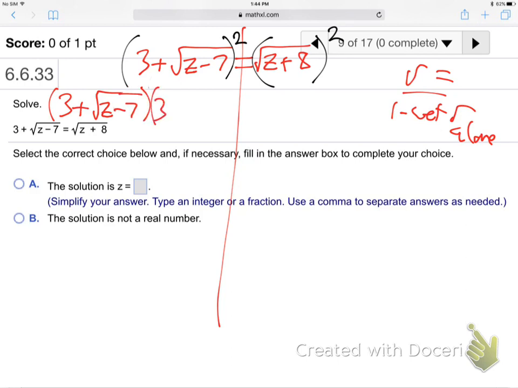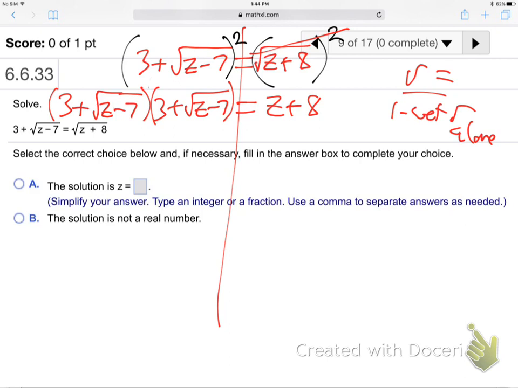Distribute? 3 plus, yep, we got a FOIL. The other side is much easier. The rooting and squaring just cancel. See how that's why we like to get it alone? See how simple that side is? Because the root was alone, the squaring just cancels the rooting.